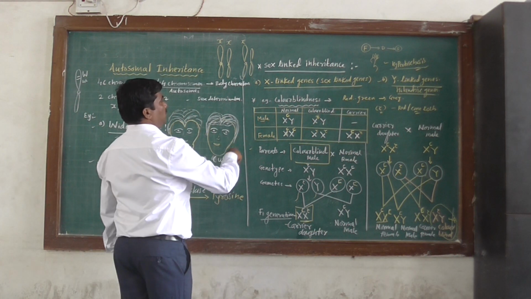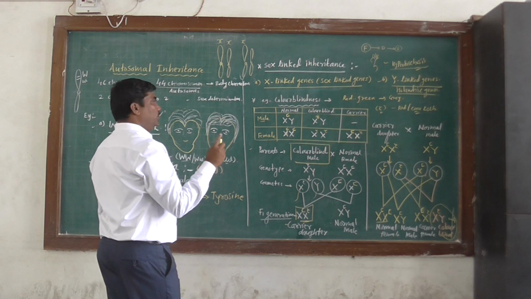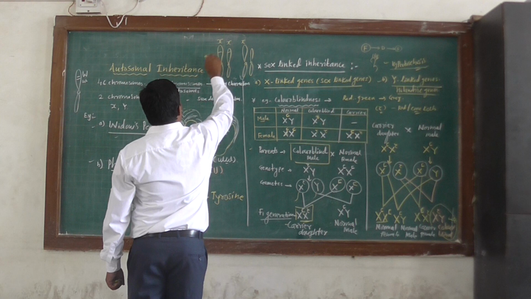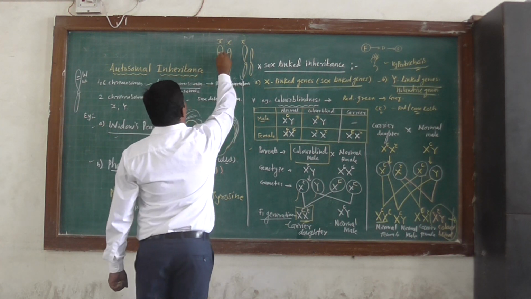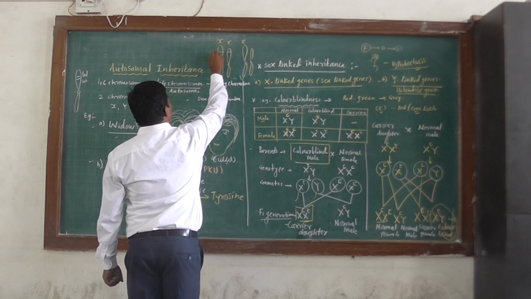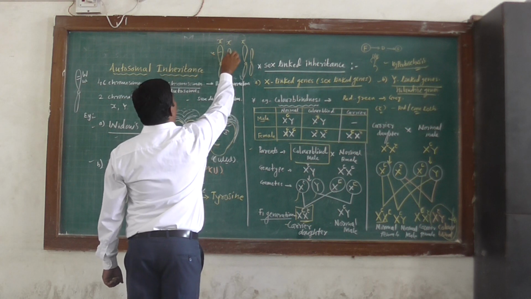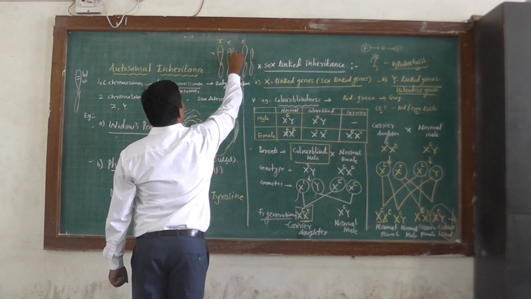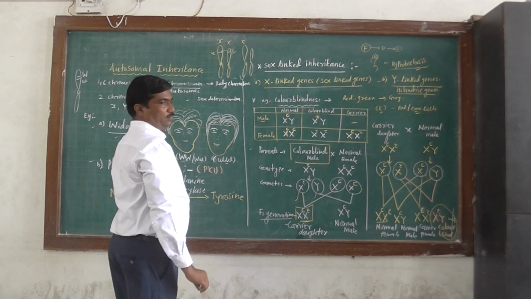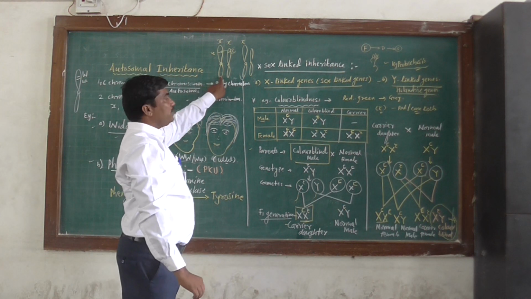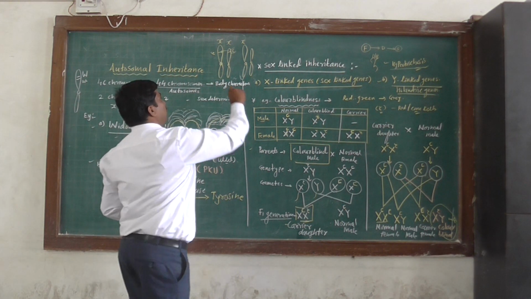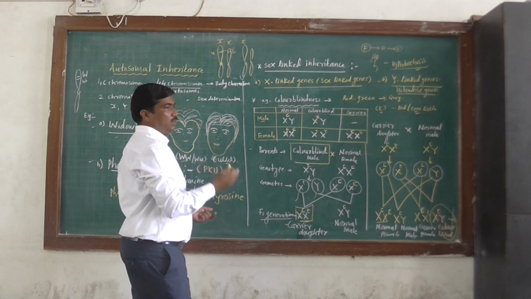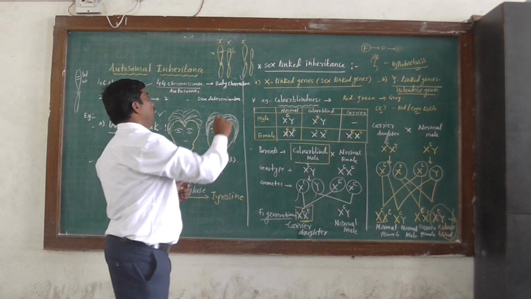X-linked disorders are due to X-linked recessive genes, and these genes are present on the non-homologous region of the X chromosome. Suppose one chromosome contains a recessive gene for color blindness, and the other chromosome contains the dominant gene. Then this dominant gene suppresses the other. Therefore, this female acts as a carrier, but she does not show the disorder, she does not show color blindness. She is phenotypically normal.